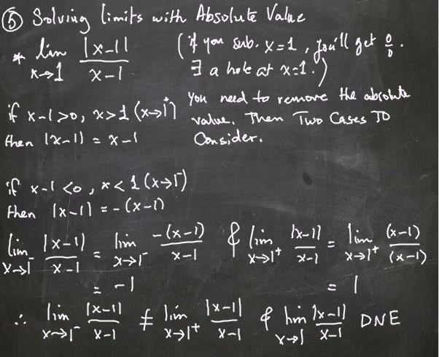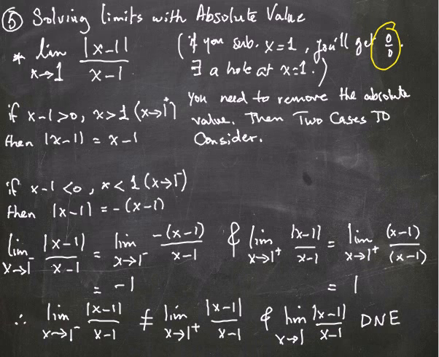The last limit type exercise we'll learn is the absolute value. You're given a limit as x approaches 1 of the absolute value of x minus 1 over x minus 1. And here again, if you substitute x equals 1, you get 0 over 0, which means that there is a hole at x equals 1. So two cases have to be considered.